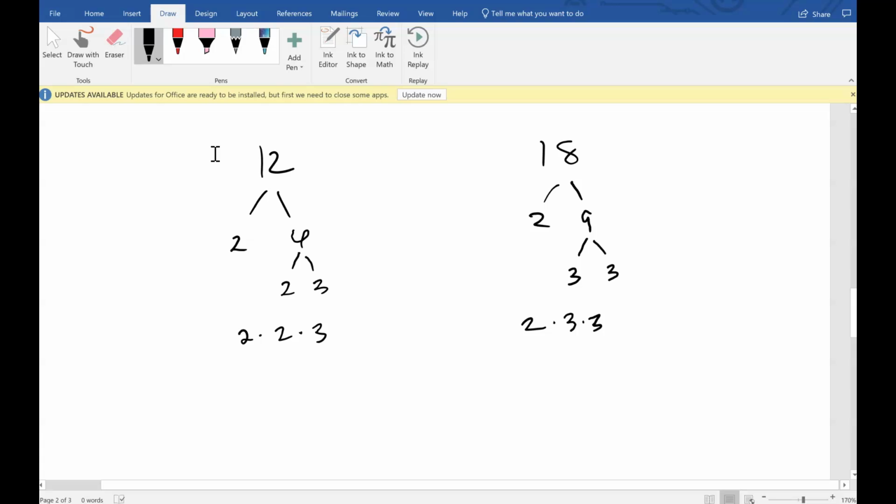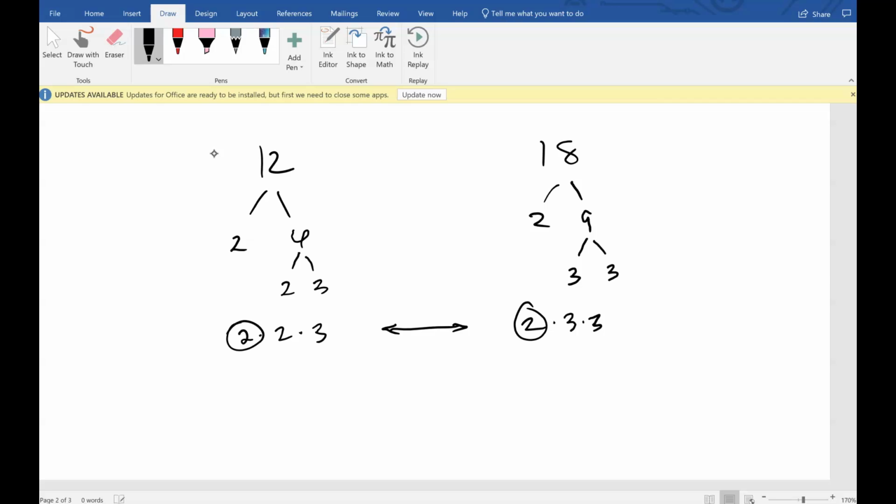Now when we compare these two lists, we're going to circle the ones that are in common. So this one has a 2 and this one has a 2. So we're going to list the 2 once, only once, because the right one only has one 2, we can only list it once. And we have a 3 on the left and we have a 3 on the right. So we're going to list the 3.